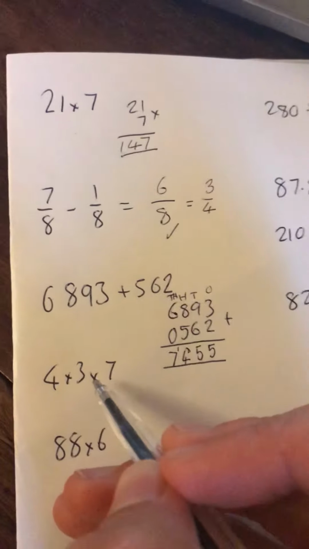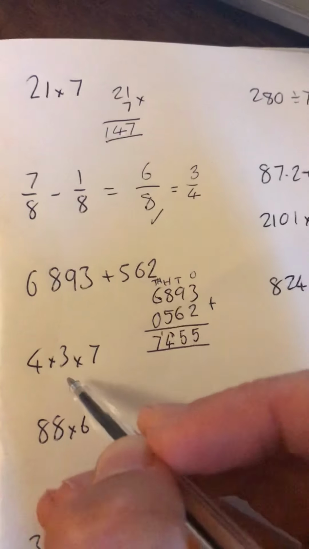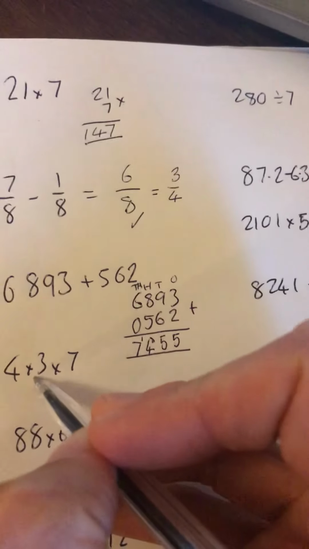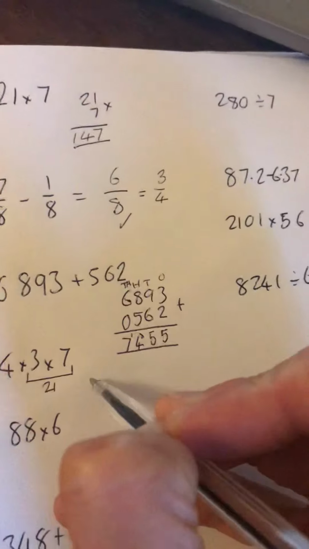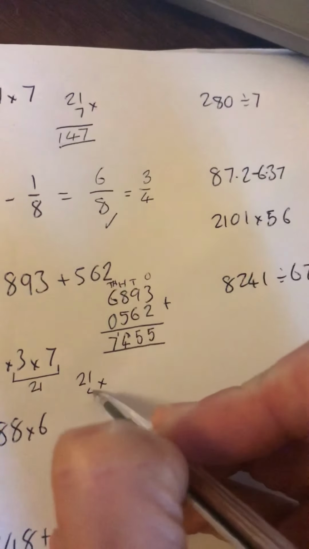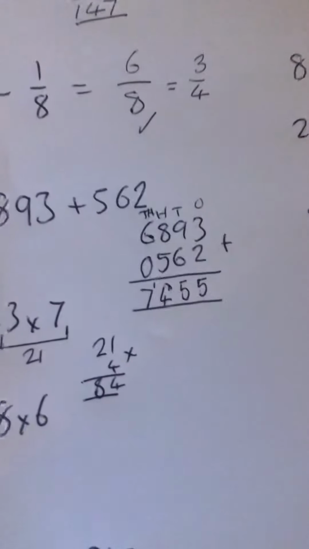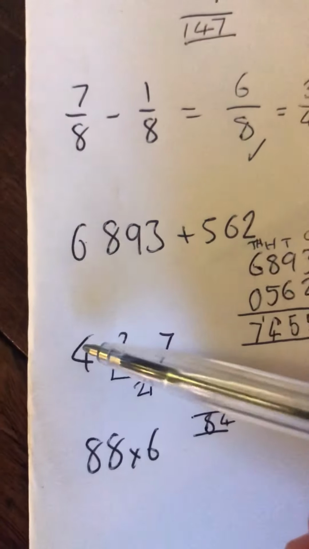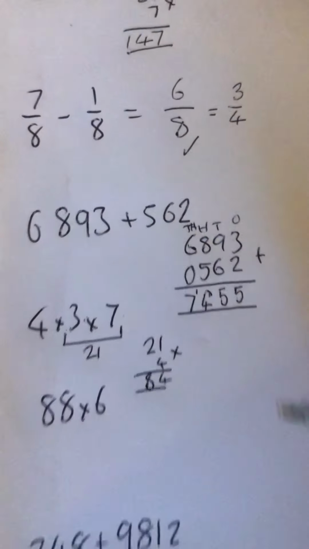On 4 times 3 times 7, I can swap those numbers around in multiplication, it doesn't matter. I'm going to do 7 times 3 first, which is 21, and then I can just do 21 times 4 to get an answer of 84. If you did 4 times 3 to get 12, you'd times 12 by 7 and get the same answer.